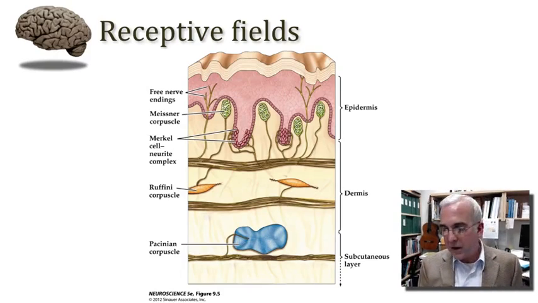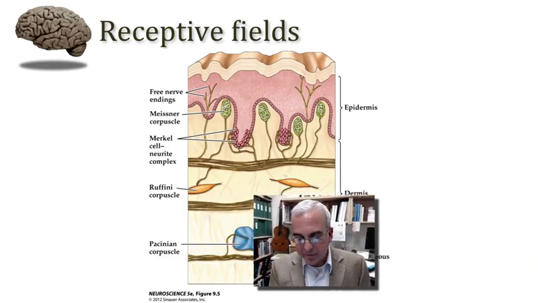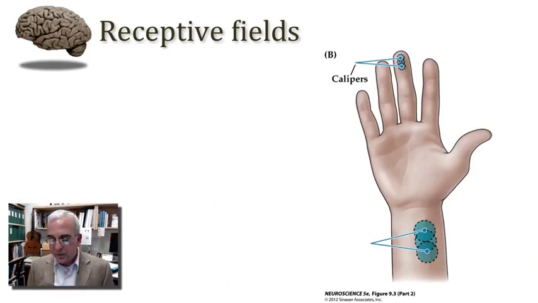Now let's look at one final example from the somatic sensory system and how this plays out. Imagine we're going to do an experiment to assess two-point discrimination. And I would encourage you to do this with a friend or a family member.